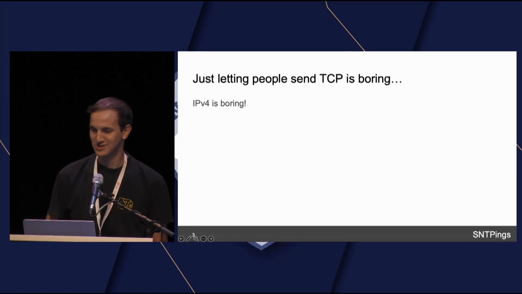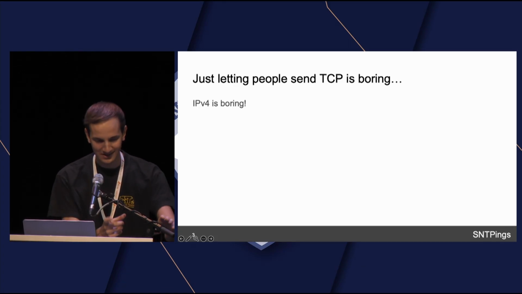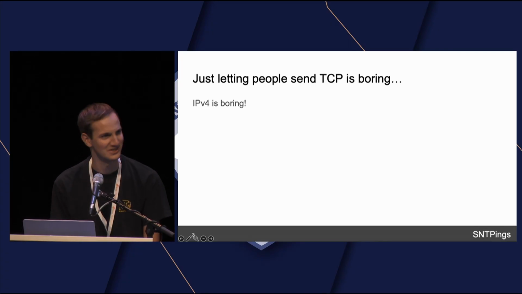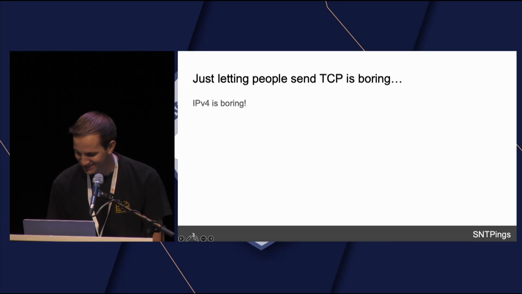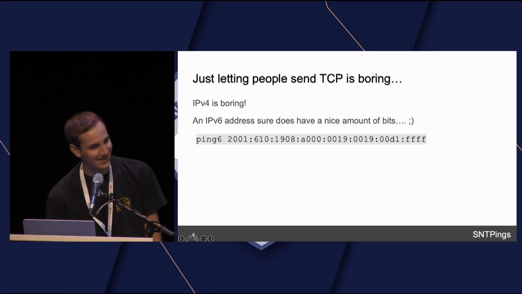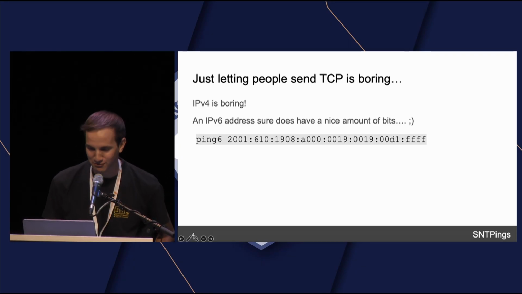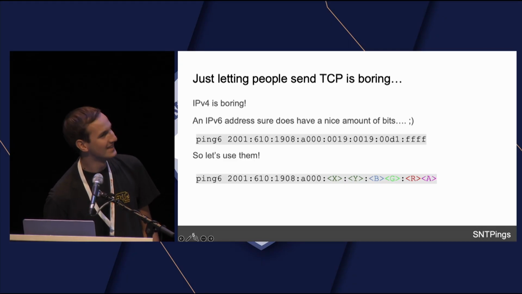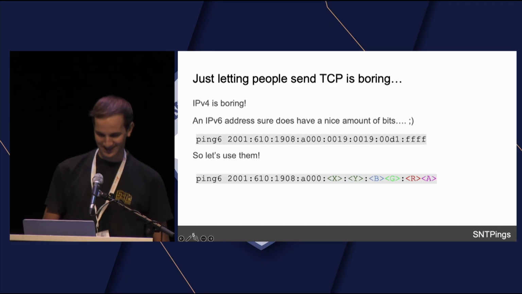So, just letting people draw over HTTP is boring. IPv4 is boring, ancient, come on guys. IPv6. And IPv6 does sure have a nice amount of bits. 128. So let's use them. Oh yeah, okay, yeah, I shouldn't.